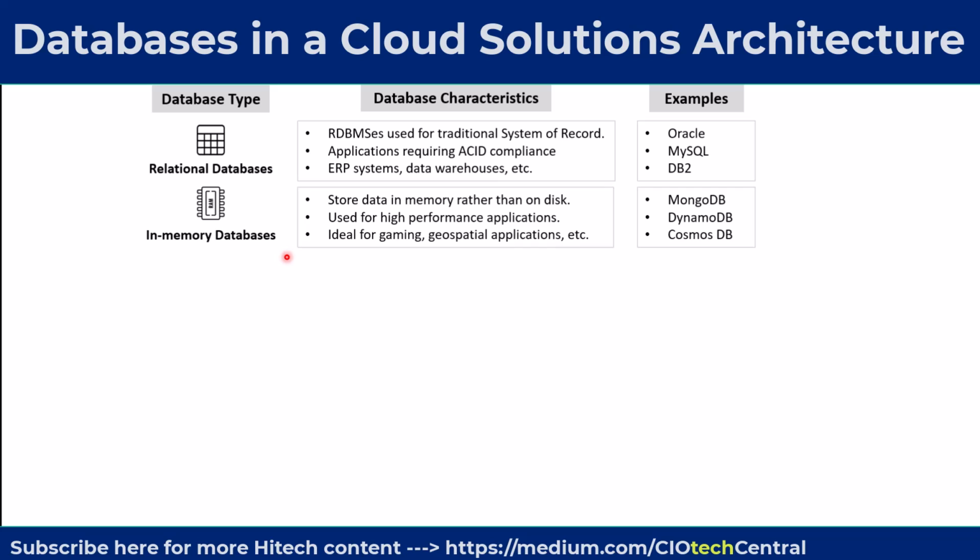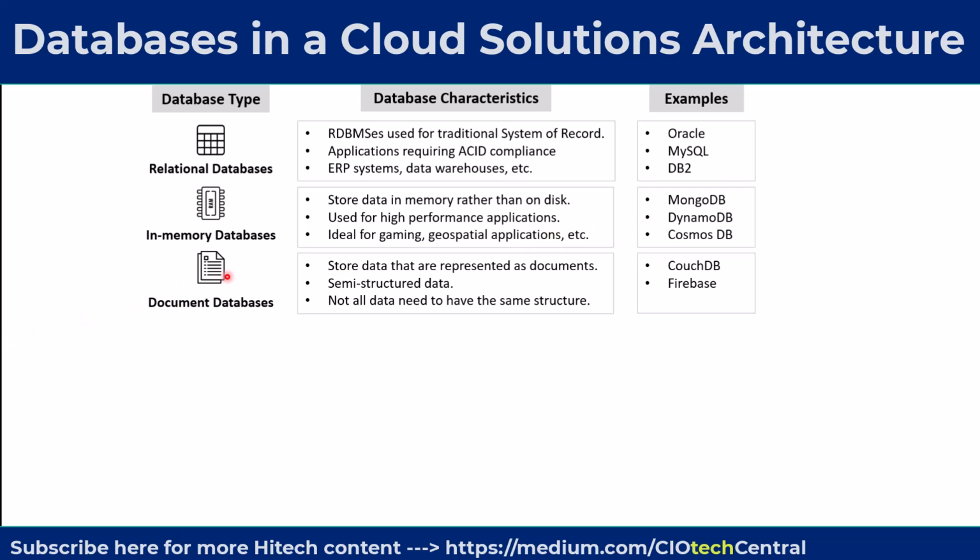In-memory databases store data in memory rather than on disk or SSD or solid-state drives, thus making them very fast. They are ideally suited for high-performance applications which require very low latency. They are ideal for use cases such as gaming applications, geospatial applications, etc. Examples are MongoDB, DynamoDB, and Cosmos DB.